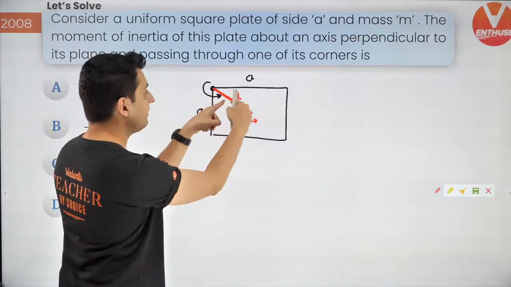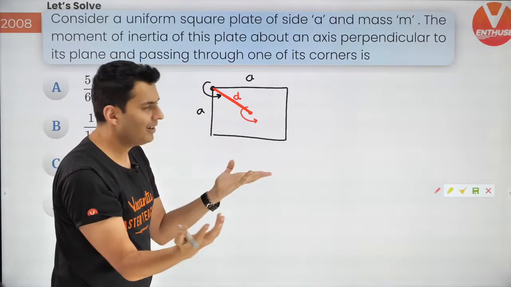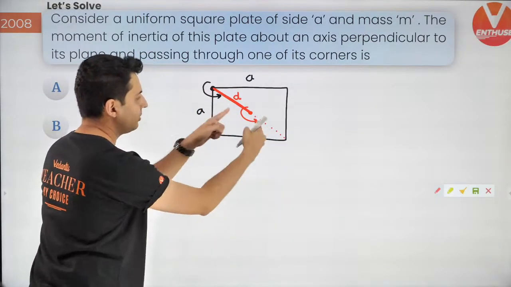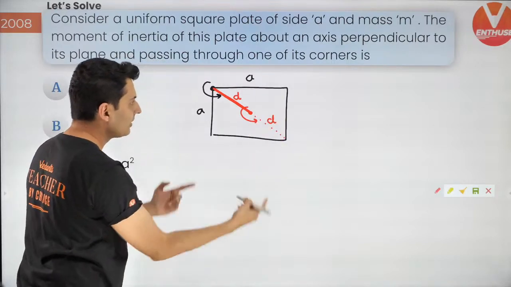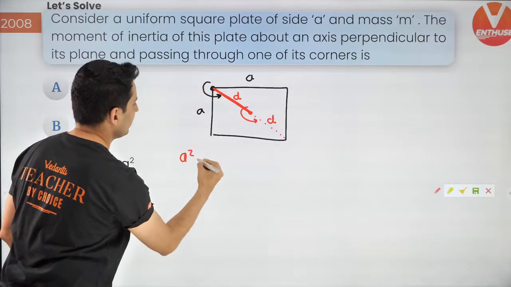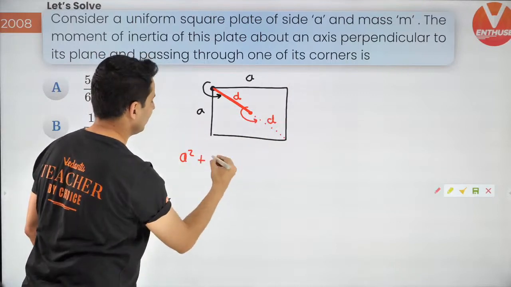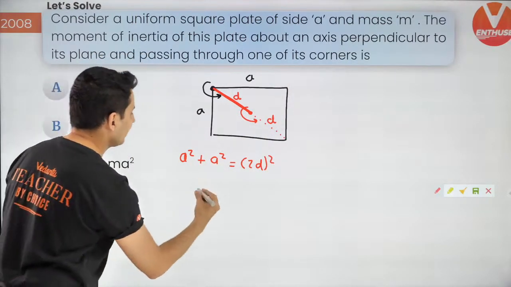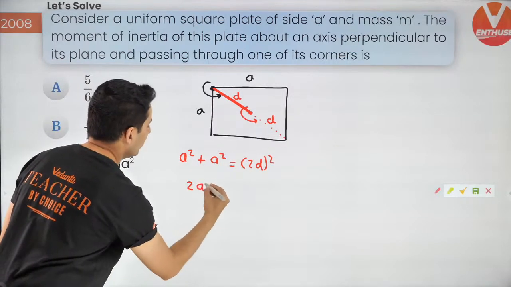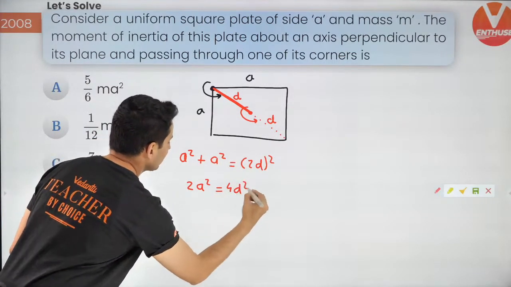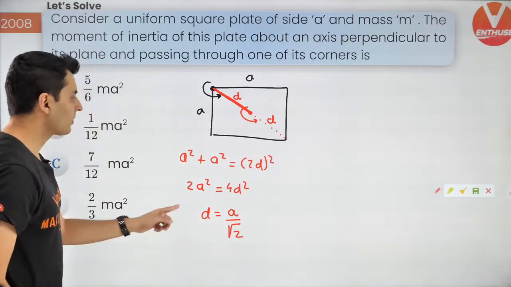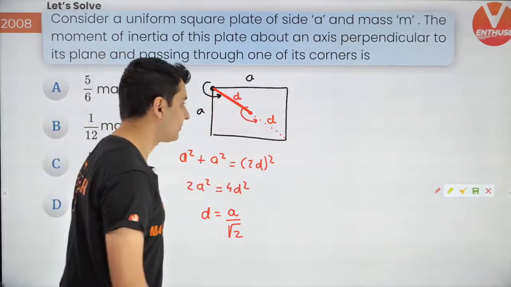For that I will need this d value, and I can find that out by geometry, because if I draw another line over here, that would also be d. You can see from here, d square plus d square is equal to a square, so 2d square equals a square. Therefore, d is a divided by root 2. That is the distance between them.